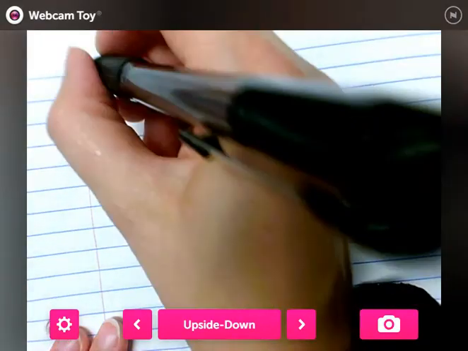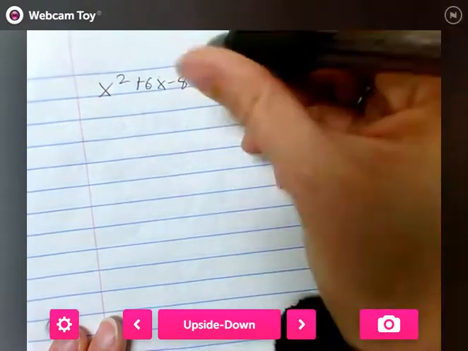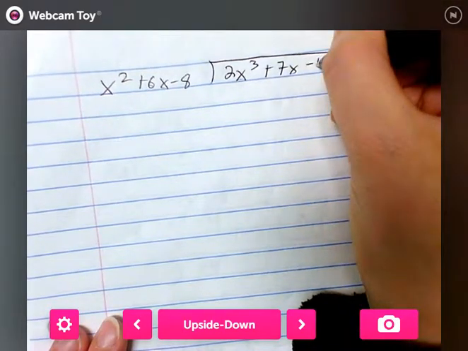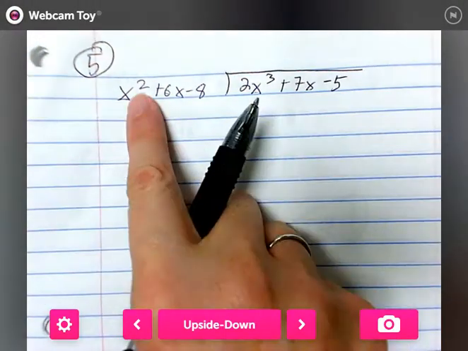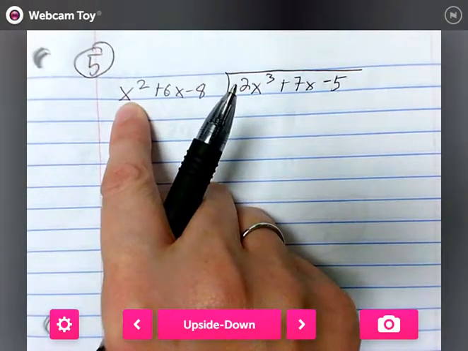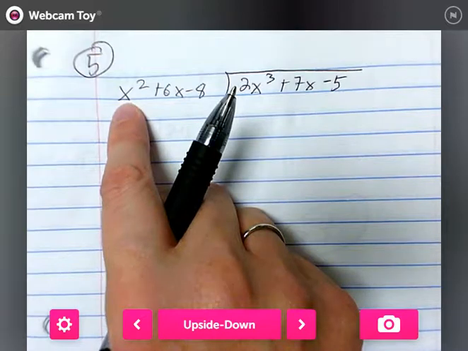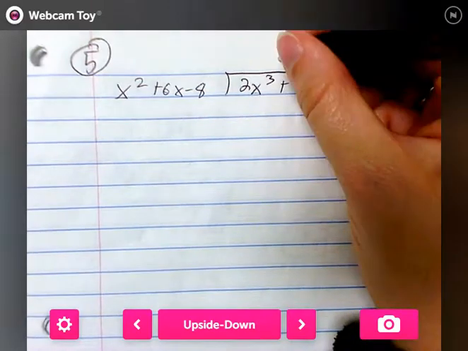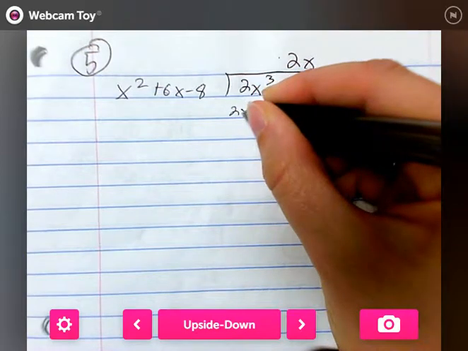Okay. All right. So, let's try this one. We've got x squared plus 6x minus 8 divided by 2x cubed plus 7x minus 5. This is the last one I'm doing, guys. X squared, are you listening? Less dancing, more paying attention. Okay. x squared times what gives me 2x cubed? 2x. 2x times x squared gives me 2x cubed.